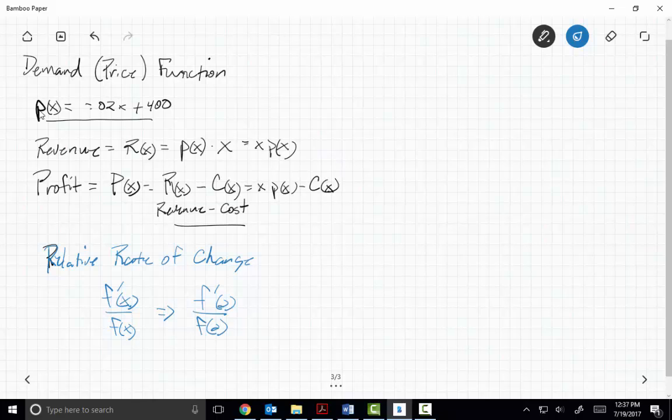So if I want the relative rate of change of revenue, it would just be something like r prime of x divided by r of x, and then I plug in my x value. Remember, x represents the number of items that are created. This would give me the relative growth or decline rate in revenue for a specific number of items created.